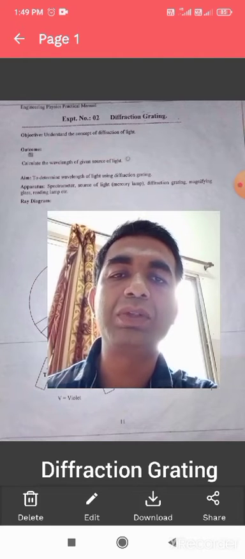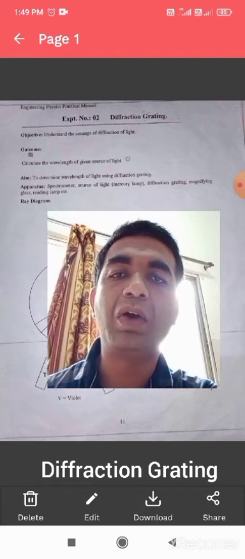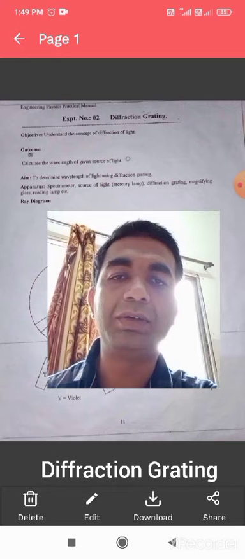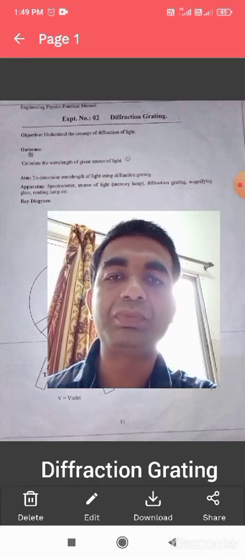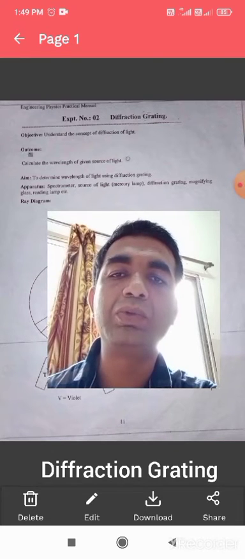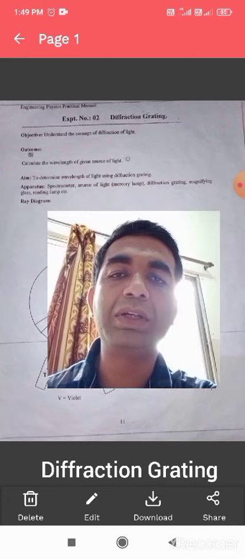Now here we are going to see the diffraction grating. The objective of this experiment is to understand the concept of the diffraction of light. The outcome is that we are able to calculate the wavelength of the given light source. The aim of the experiment is to determine the wavelength of light using the diffraction grating.